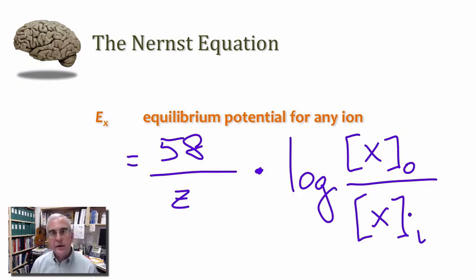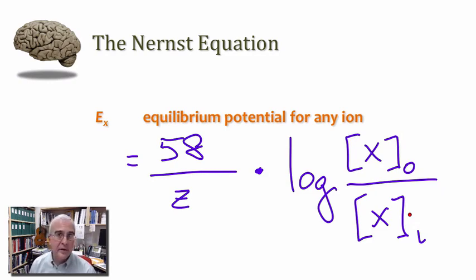And as I've been suggesting, what I really think is important is that you gain an intuitive feel for what this means. So, for example, just looking at this formulation, this means that the equilibrium potential for an ion is going to be proportional to the concentration gradient. And that proportionality is going to be influenced by the valence of the permeant ion.